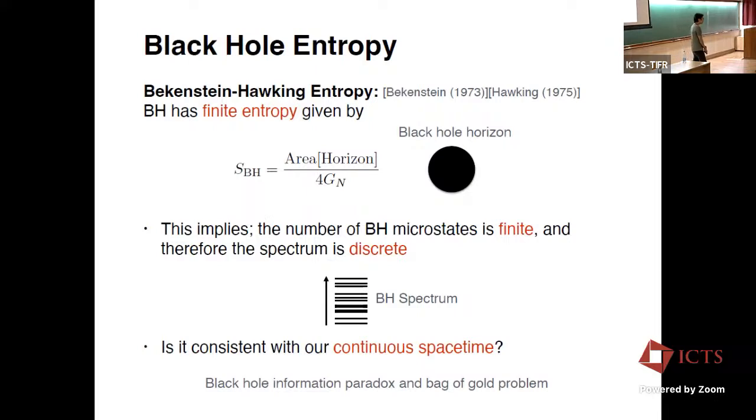And the important question from this discreteness is how do we get this discrete spectrum from the continuous spacetime in a gravitational path integral? This is the origin of famous paradoxes such as the black hole information paradox or the related paradox called the black hole problem.